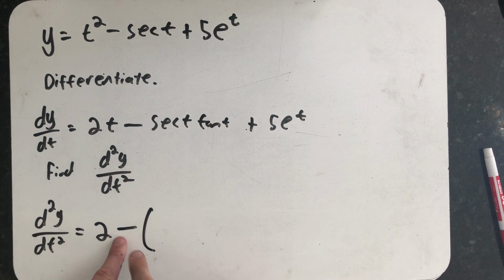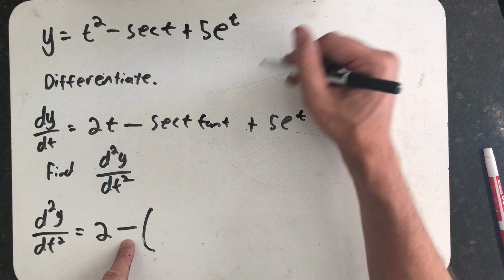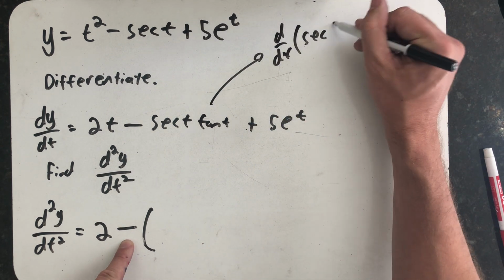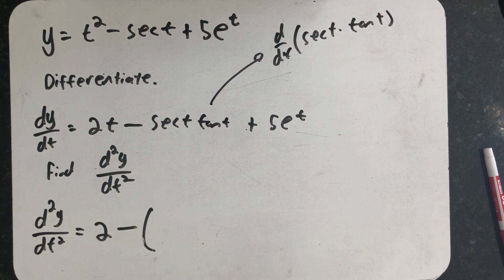I'm going to think about the constant multiple rule and just let the minus 1 hang out front. It's like I'm ignoring it for a minute, just letting it hang out there. And now I need to think about taking the derivative of secant times tangent. And to do that, I need to use the product rule.